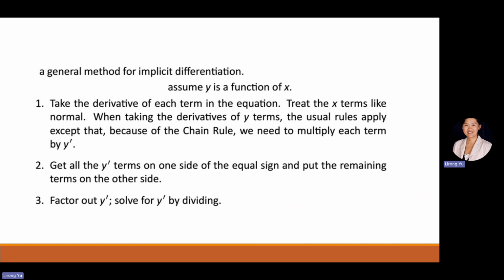That causes a lot of y prime in your equation, because every time you see a y term, you multiply by y prime. Sometimes you see a term that has y prime, sometimes a term that has no y prime. So you collect all the y prime terms on one side of the equation, and then solve for y prime by dividing. Normally, the last step of implicit differentiation is a division. Any question?